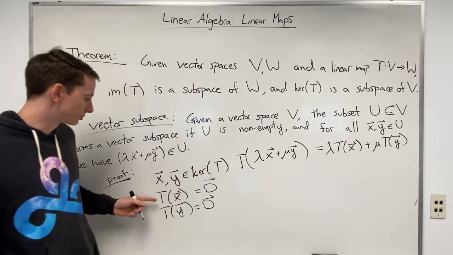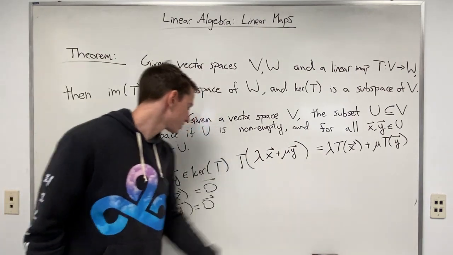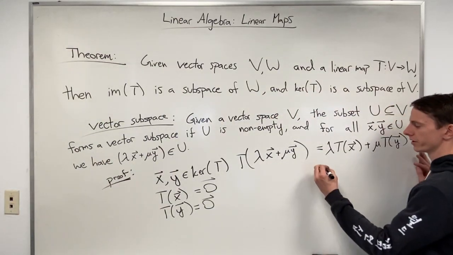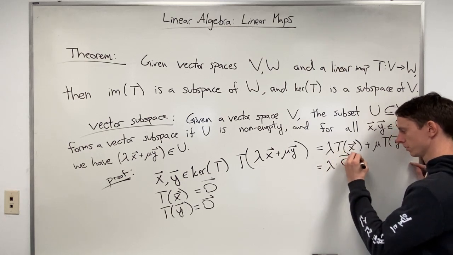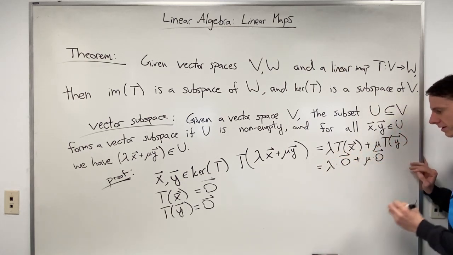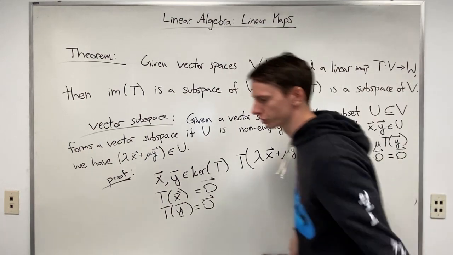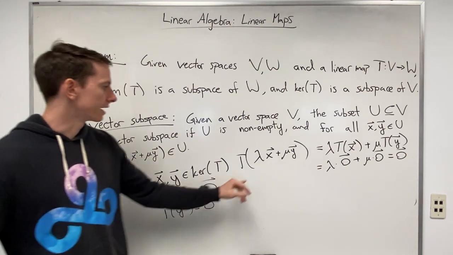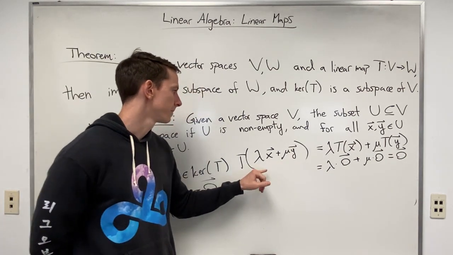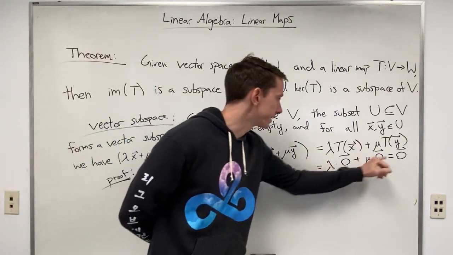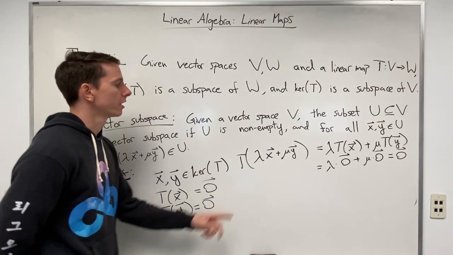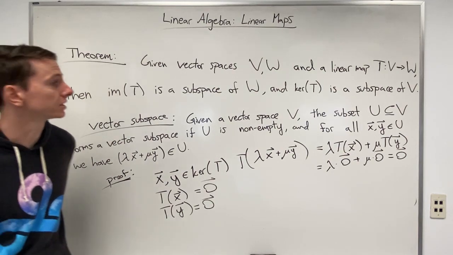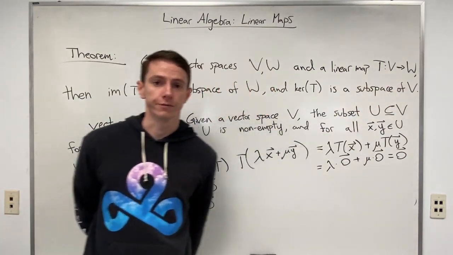And then at this point, we just substitute in what these are equal to. We know that t of x maps to 0, and we also know that t of y maps to 0. So this right-hand side is going to become lambda times the zero vector plus mu times the zero vector. And this is just equal to the zero vector. Therefore, we've shown that lambda x plus mu y, an element of the domain, when we apply t to it, we eventually get to the zero vector in the codomain. Therefore, lambda x plus mu y is in the kernel of t, meaning that the kernel of t is a subspace of the domain, a vector subspace of the domain V.